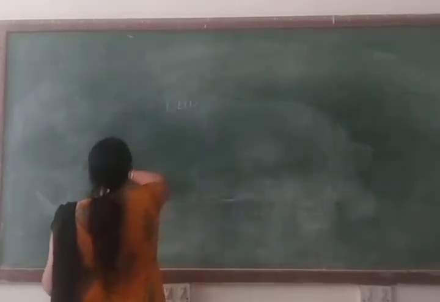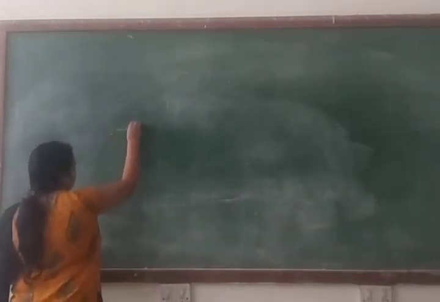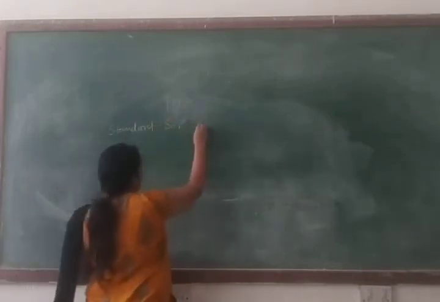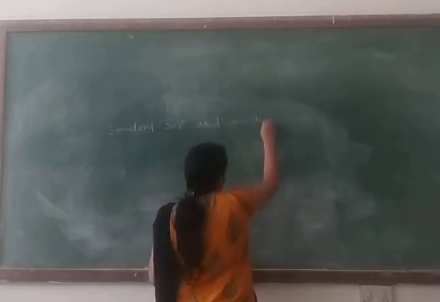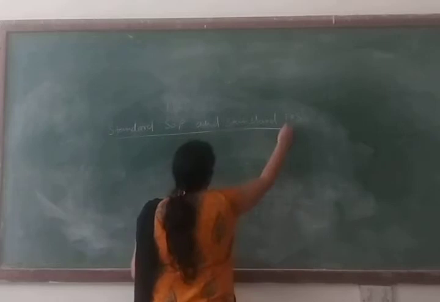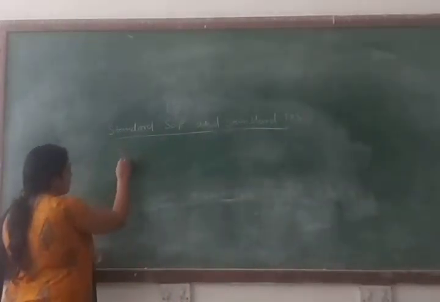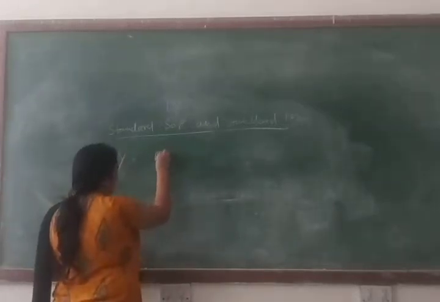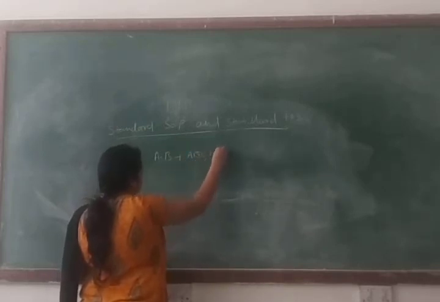Now we will discuss the standard SOP form and standard POS form. So we have seen what is SOP and what is POS form. In SOP form, for example, this is your example: y is equal to A dot B plus ABC plus CA.